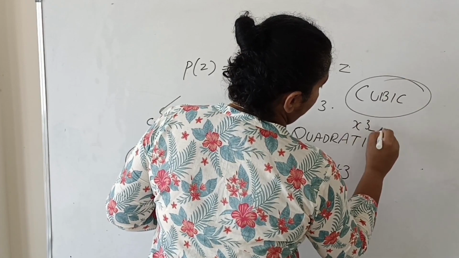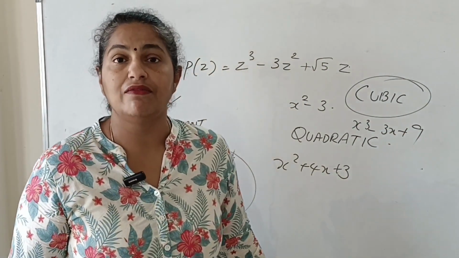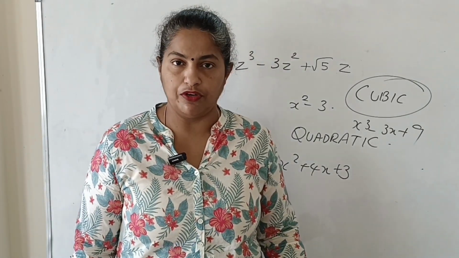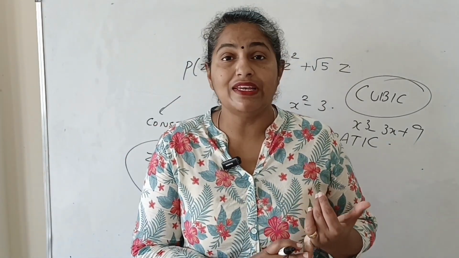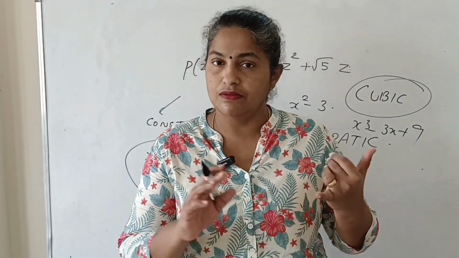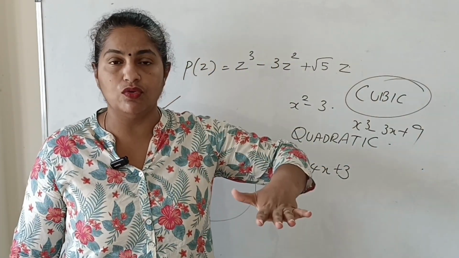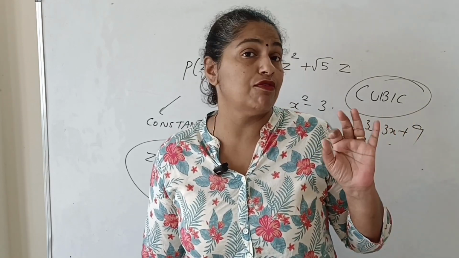Whenever the degree is 3, it is called a cubic polynomial. So polynomials of the form x cube minus 3x plus 9, where the maximum power of the variable is 3, it is called a cubic polynomial. So when you go up to higher powers, 4, we call it a biquadratic polynomial, okay, etc. And see, most of the time we will be dealing at your school level only with polynomials whose maximum power you deal with is 4.